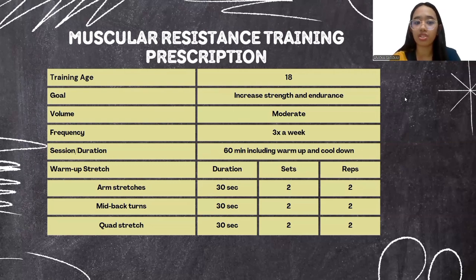Now, for the warm-up stretches. The warm-up stretches that I will be doing are arm stretches, mid-back turns, and quad stretch. These stretches will be done for a duration of 30 seconds each, with 2 sets and 2 repetitions.